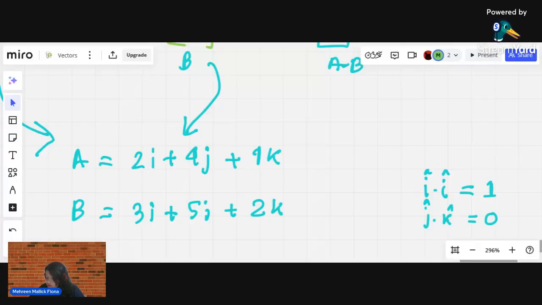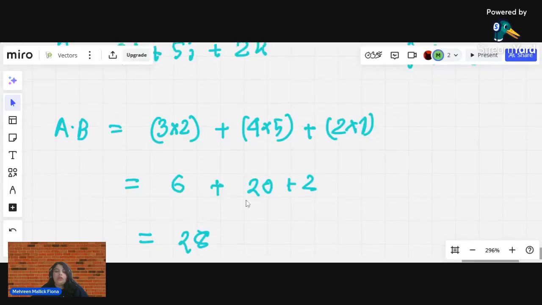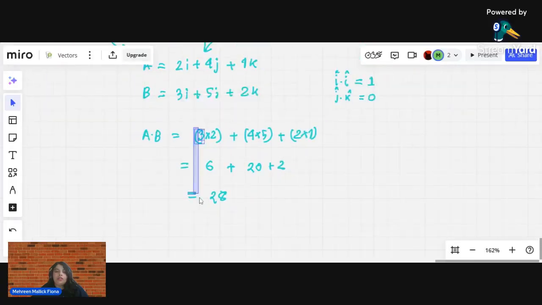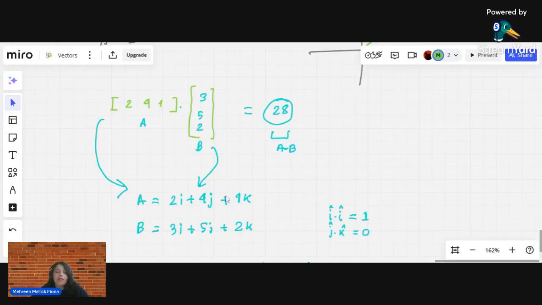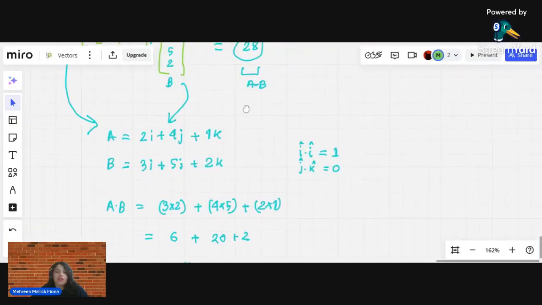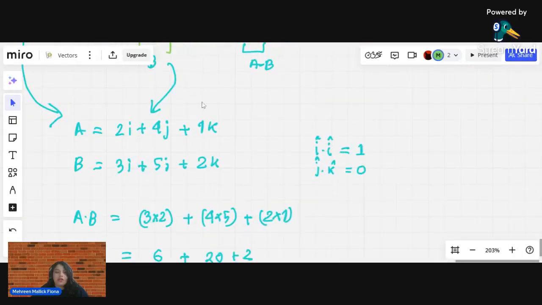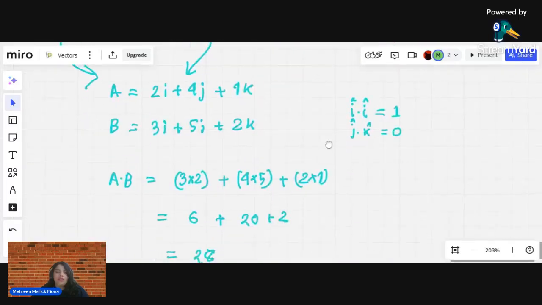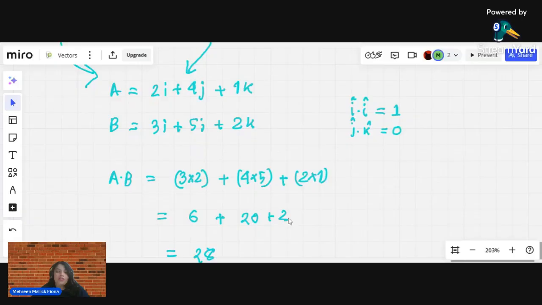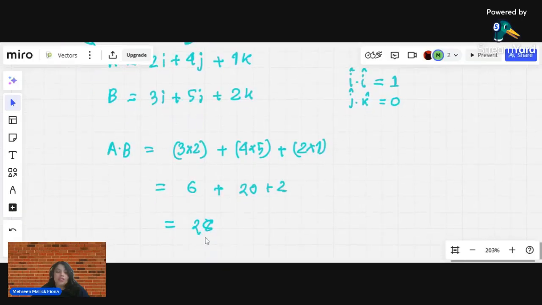So we can also represent this dot product in this row-column matrix and also this positional vector representation. We can also do a normal matrix multiplication and get such values, and a new representation of getting a value which is our dot product, which is 28.